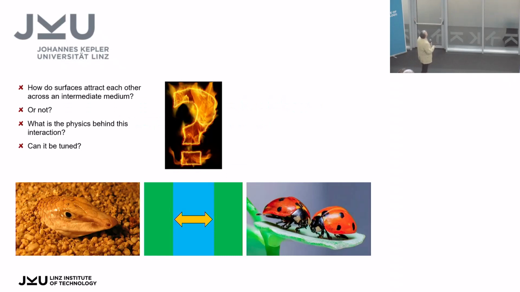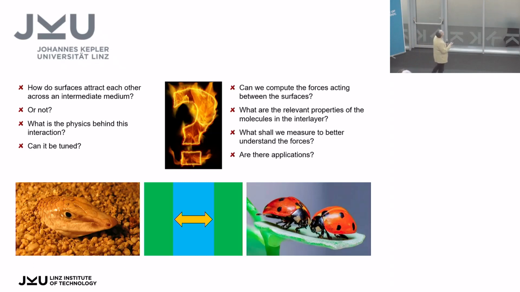How do surfaces attract each other across an intermediate medium? So you have one medium and another one and something in between. And what is the attraction? What are the forces that act between the two? Maybe they are not attracted. This is one interesting case. What is the physics behind it? Can it be tuned? Can we compute the forces that act between the surfaces?